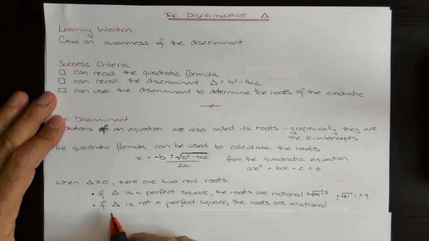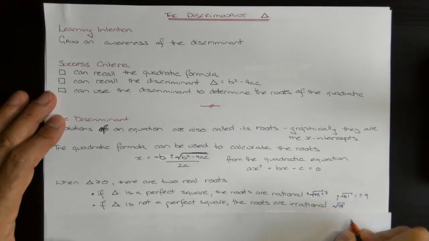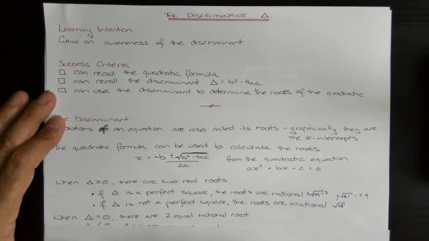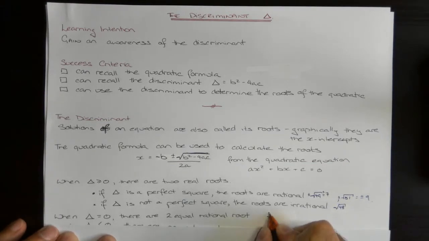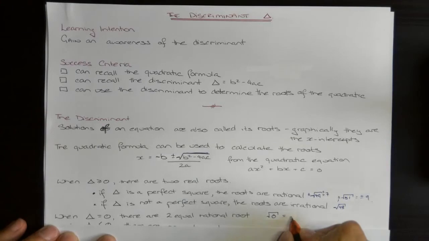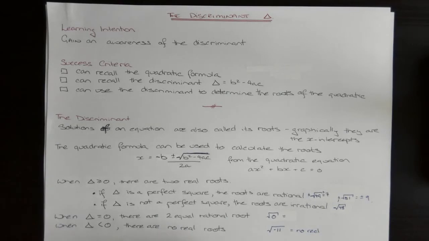If the discriminant is not a perfect square, so if you get something, say, for example, square root 48, then the roots are irrational. Okay. If the discriminant is 0, then there are two equal roots. So if you get square root of 0, then there'll be two roots where they'll be equal. And if the discriminant is less than 0, so for example, negative 11, then there are no real roots, because we can't get a square root of a negative number. Let's do some examples.